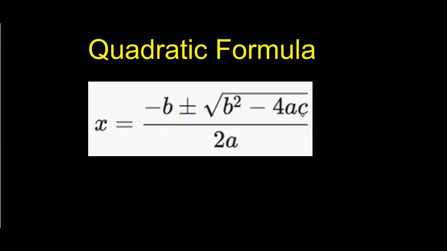So you will always have an A. You won't always have a B. You won't always have a C. If you don't have a linear term, or an x to the first power, then when you go to substitute in for B, you're just going to use a 0. The same thing for C. If you don't have a constant in your quadratic, then for C, you're just going to substitute a 0.